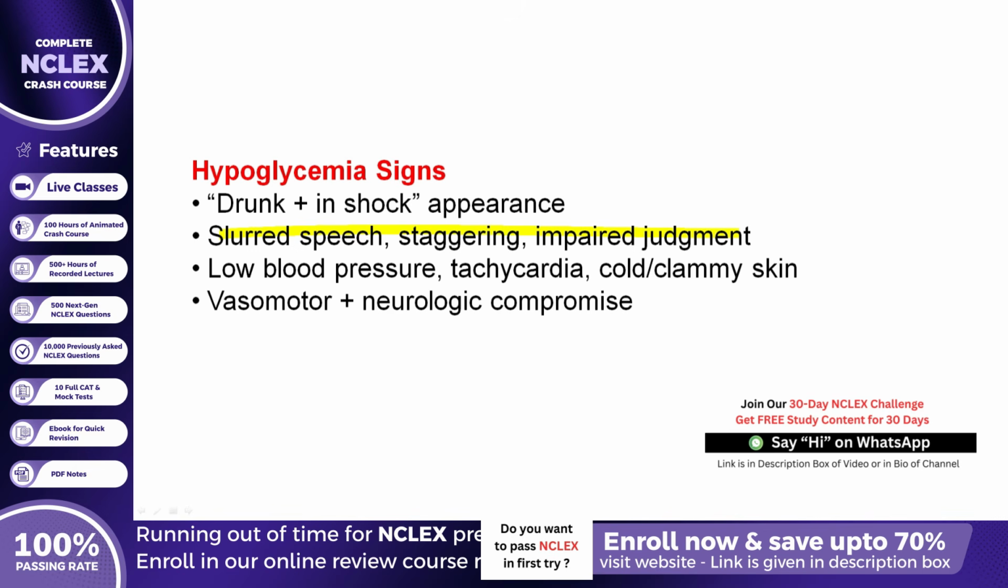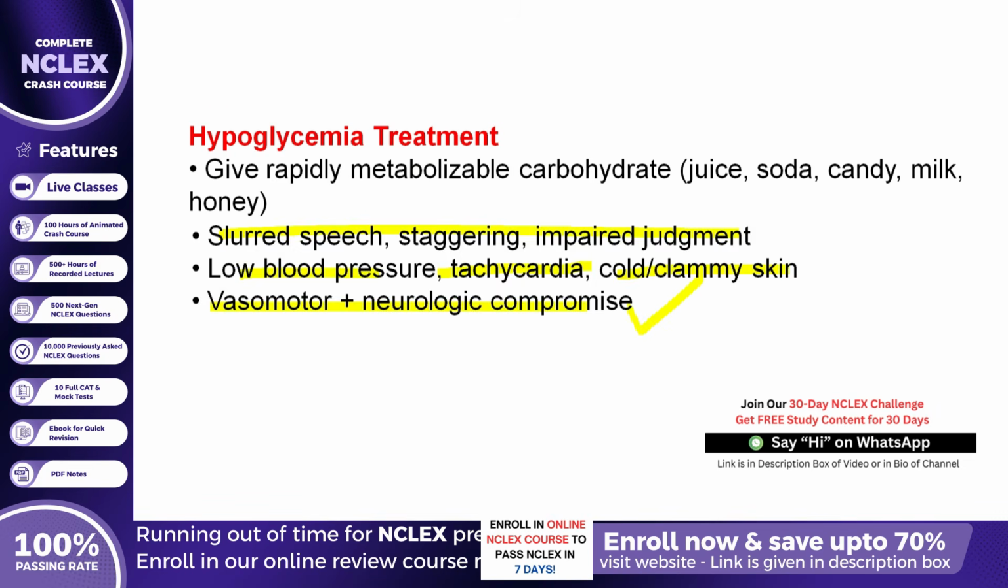which can look very similar to intoxication. Along with that, the client often presents with low blood pressure, tachycardia, and cold, clammy skin, which are key indicators of sympathetic activation. Finally, there is a vasomotor and neurologic compromise, which explains the rapid decline you may see if hypoglycemia is not corrected quickly.